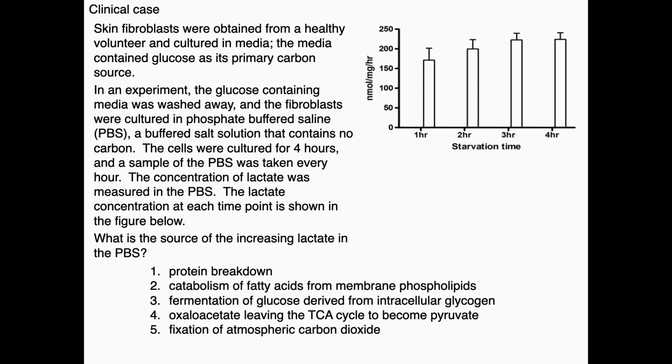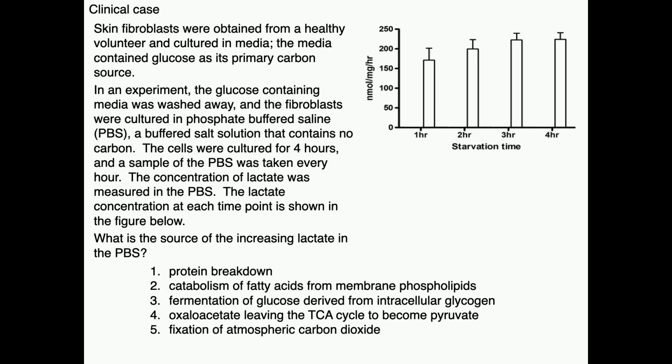So you've got a dish of cells, you're growing in a media that contains glucose. Then you wash away the glucose-containing media and add a carbon-free salt solution. And then you're looking at the rate of lactate production in that salt solution over time. These white bars here, this is a normal patient, and you can see the lactate concentration is going up. So if there's no glucose in the media, where is that lactate coming from? It's coming from intracellular glycogen that's being broken down and used for fermentation by those cells, right?